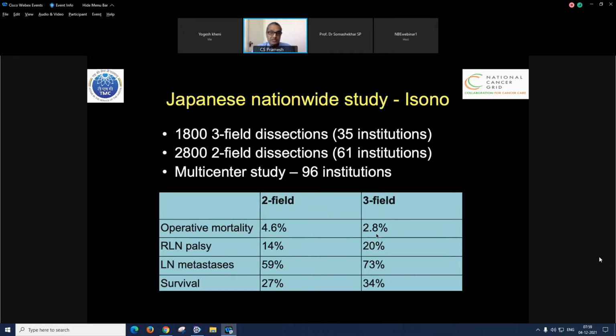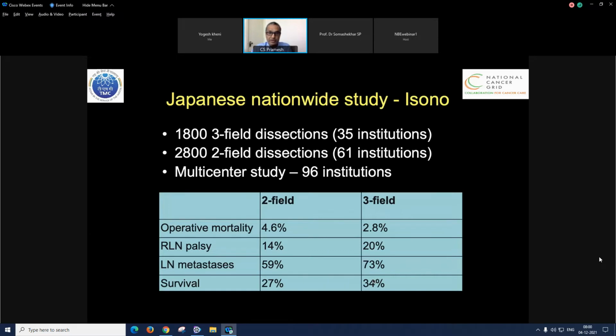There's another extremely good study coming out of Japan. Some of the seminal studies done in esophageal cancer come out of Japan, and I'll urge you to go through some of their studies, the recent JCOG studies, very carefully, because they have transformed the way we treat esophageal cancer, at least in this part of the world. This study compared over 4,600 patients who underwent either a 3-field or a 2-field lymphadenectomy in 96 institutions. It showed that operative mortality was fairly similar between a 2-field and a 3-field lymphadenectomy. Recurrent laryngeal nerve palsy, as you might expect, is higher with a 3-field lymphadenectomy. Lymph node metastases were picked up more with a 3-field lymphadenectomy, and in spite of that, you had a 7% overall improvement in survival.